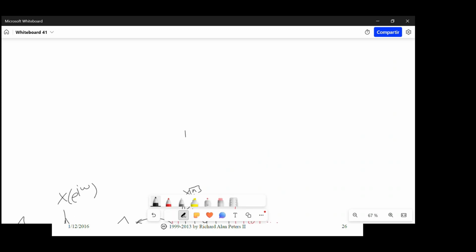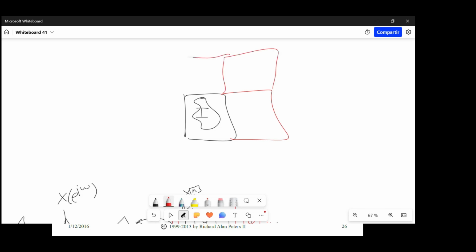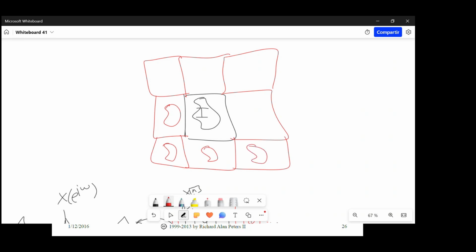I use some more space. So you have your image here, like this, and then you're assuming that it is periodic. It is periodic in all directions. I'm just making one copy. You have infinitely many copies, and all these copies are the same. Okay, and then you have the Fourier transform.